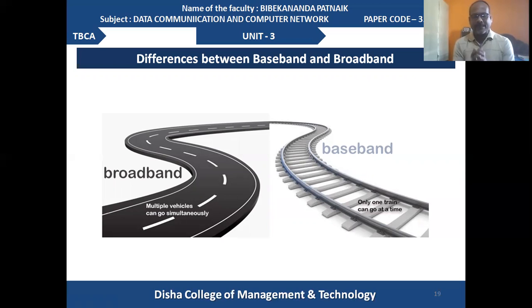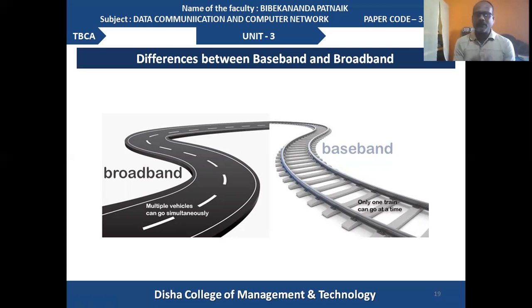So in this case, at a time only one train can go on a particular track. Like on a railway track, at a time only one train can communicate from a source to a destination. The same happens here: in baseband, one signal can communicate at a time from source to destination. So that's why only one train can go on a particular track. In baseband transmission, only one data signal can be transmitted at a time.